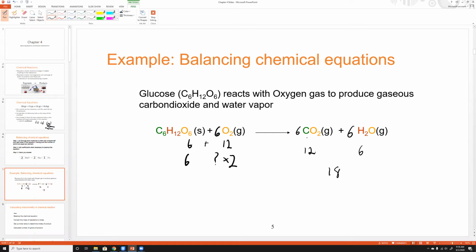On the right side, you have 6 times 2, which is 12. And then 6 over here, which is 18. So that is how you balance equations. This is an intermediate one. It's not easy, but it's not hard. So are there any questions on that one? So basically, you're just putting the coefficients in order to have the elements have the same number of atoms on the left and right side.